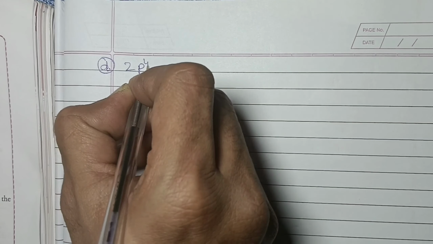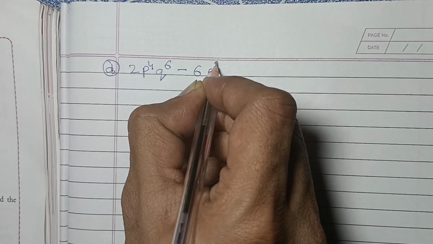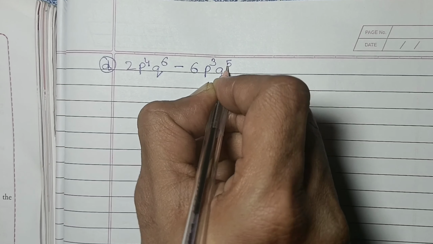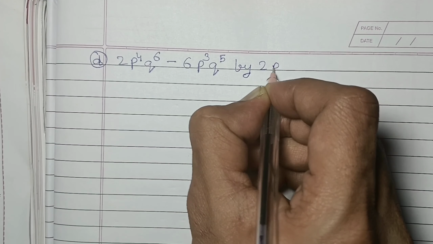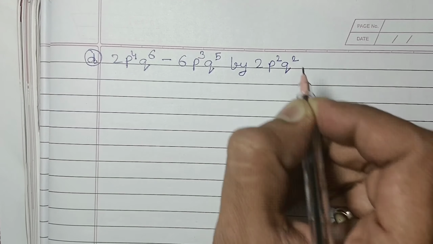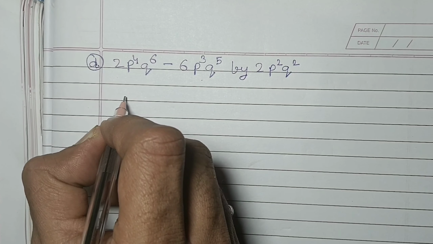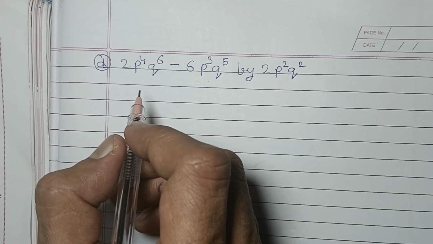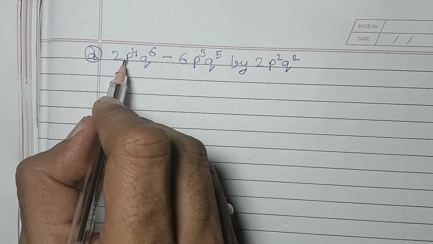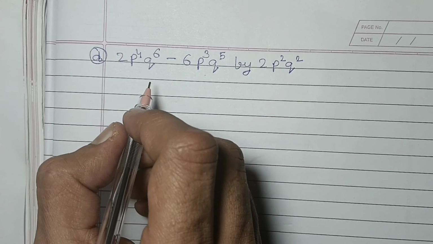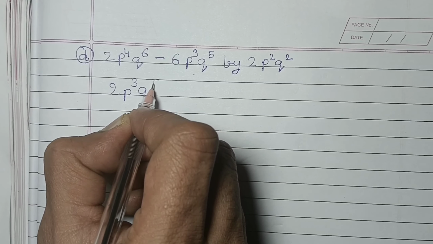2p to the power 4 q to the power 6 minus 6p cube q to the power 5, and we have to divide these by 2p square q square. Okay, so we have to take out common from these two terms. If we take out common, then we can take out p to the power 3 and q to the power 5, 2p cube q to the power 5.